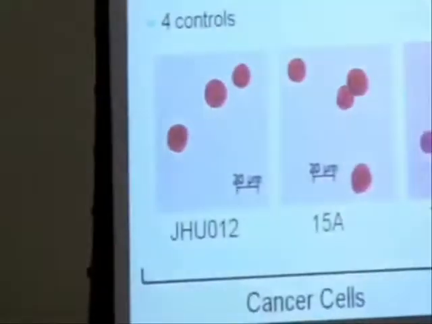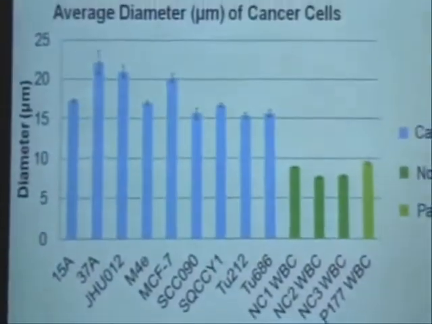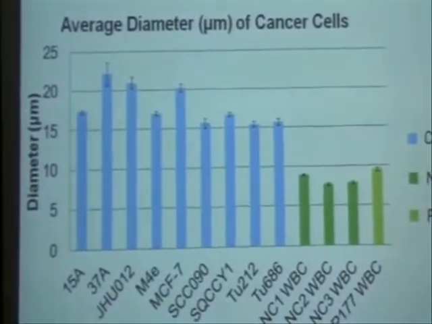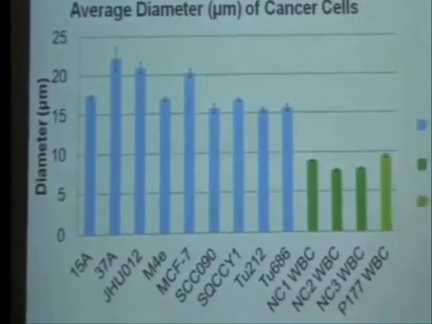I had 9 cancer cell slides, all head and neck cancer, and also 4 controls. You can see from the images I took on the microscope that cancer cells are visibly larger than normal cells. Then I created a bar graph with average cancer cell size.